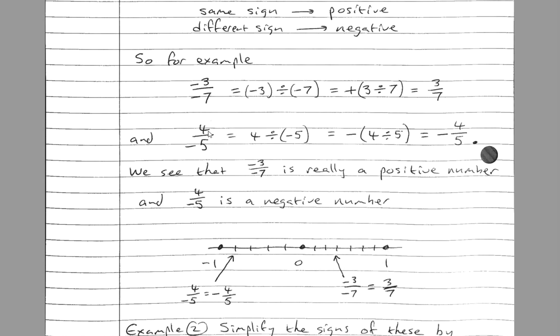And this guy, 4 over negative 5, we saw this whole thing is negative, so it's to the left of 0. 1/5, 2/5, 3/5, negative 4/5. All right, so when you're working with fractions, you want to know, is the whole thing positive or negative?